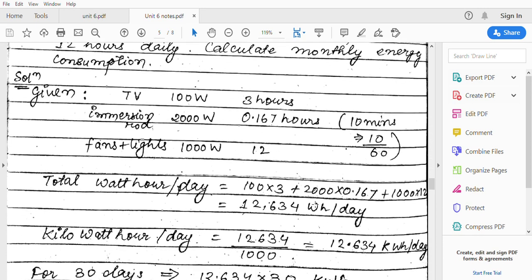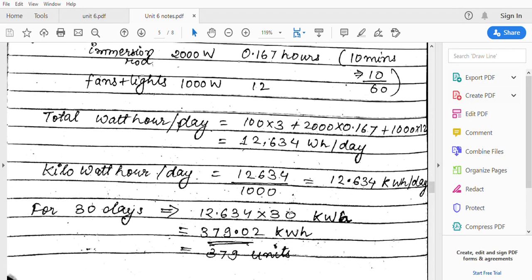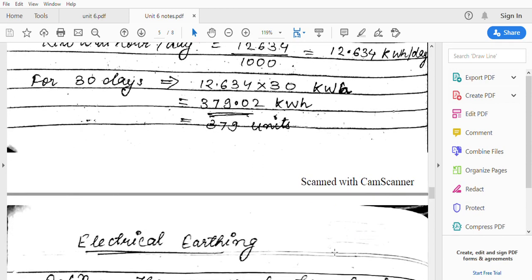So total kilowatt hour per day will be this divided by 1000. So total kilowatt hour per day is 12.634, and for 30 days we are multiplying it with 30, so we are getting some 379.02 kilowatt hours. If we round it off, we can get 379 kilowatt hours or 379 units. So 379 units you have consumed in a month, so you can calculate how much electricity bill you need to pay.